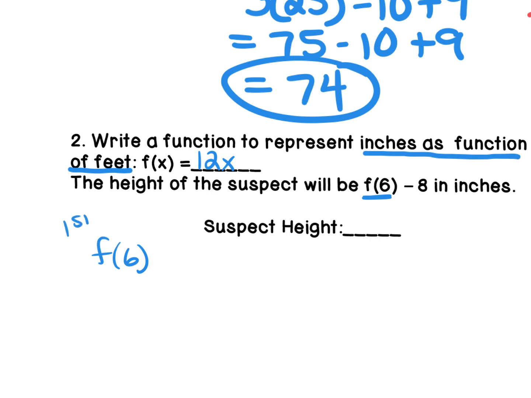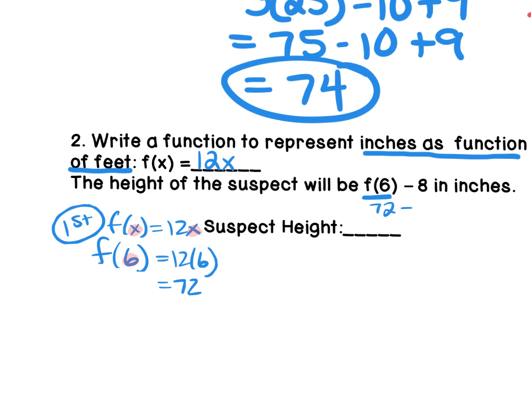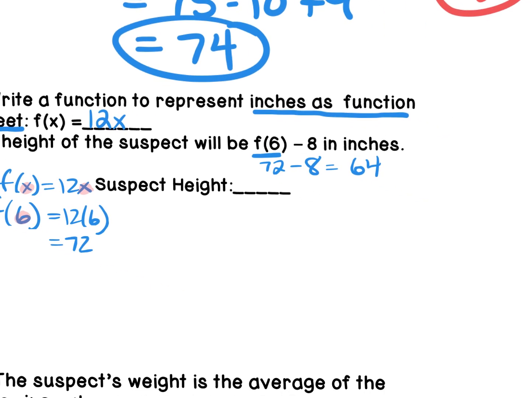So first, I'm just going to do f of 6. Well, my function was f of x equals 12x, just like we saw in number 1. Wherever you see that x, you're going to replace it with a 6. So it's going to be 12 times 6, which is 72. So it's 72 minus 8, which is 64 inches.